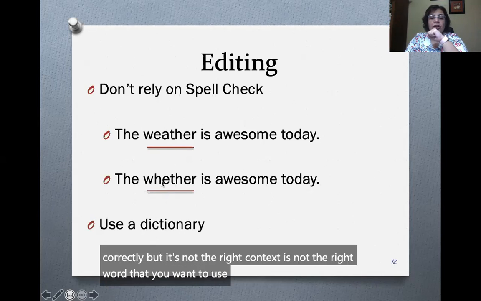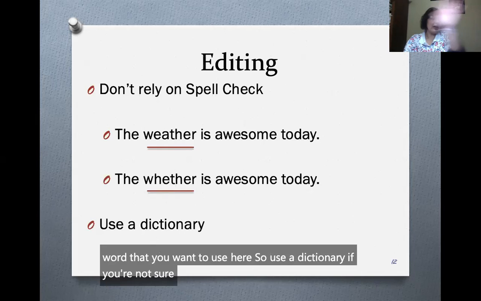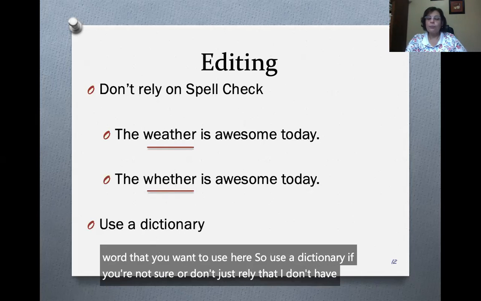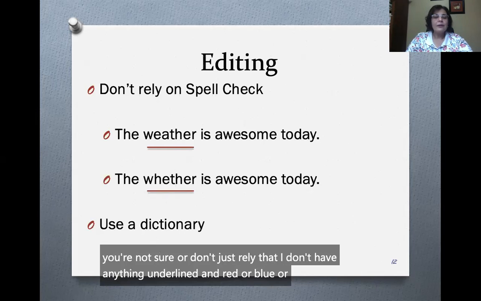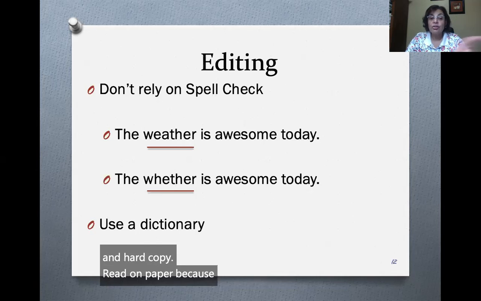So use a dictionary if you're not sure, or don't just rely on thinking, oh, I don't have anything underlined in red or blue or green or anything. Don't do that. Read, and that's why I said read in a hard copy. Read on paper, because this will allow you to catch these mistakes much easier and faster.